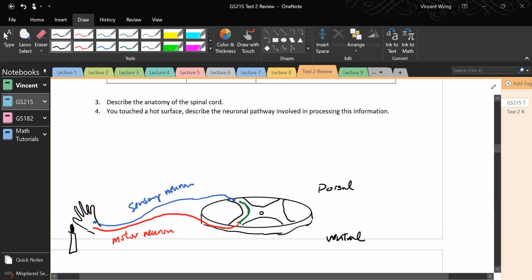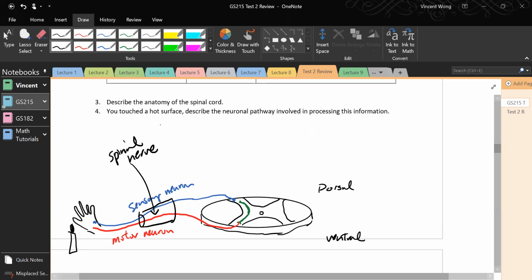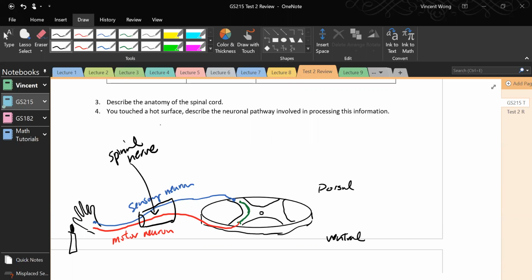Okay, so the sensory neuron and the motor neuron combine together in a bundle to form your spinal nerve. How many spinal nerves do we have? Anybody remember that? 31 pairs, right? 31 pairs.